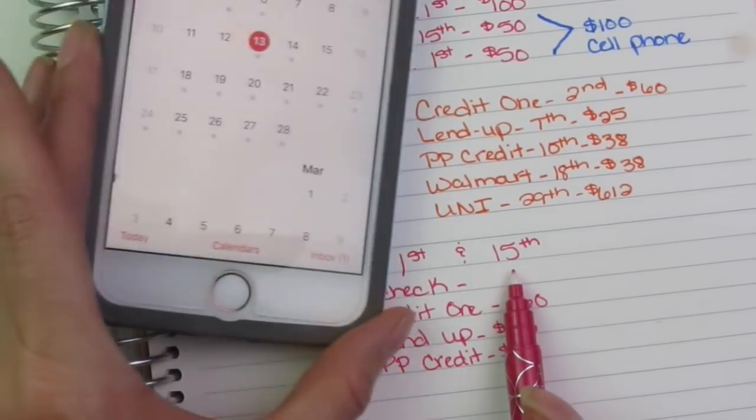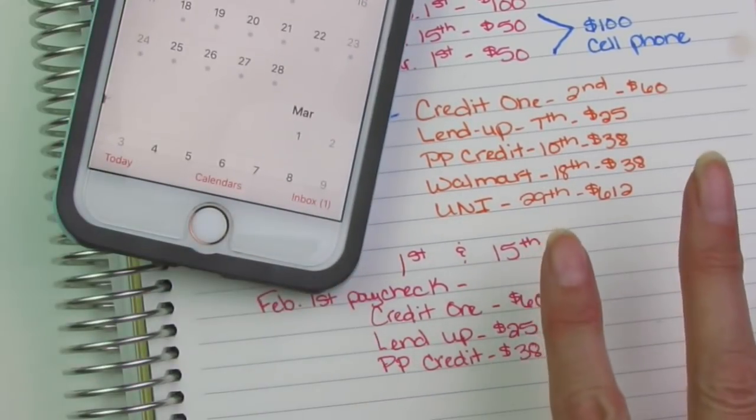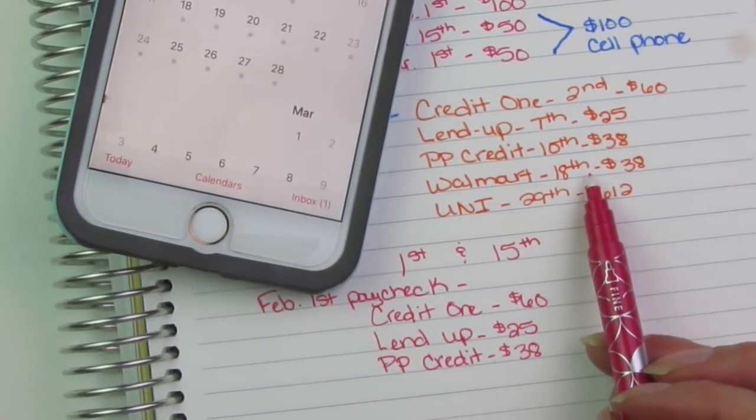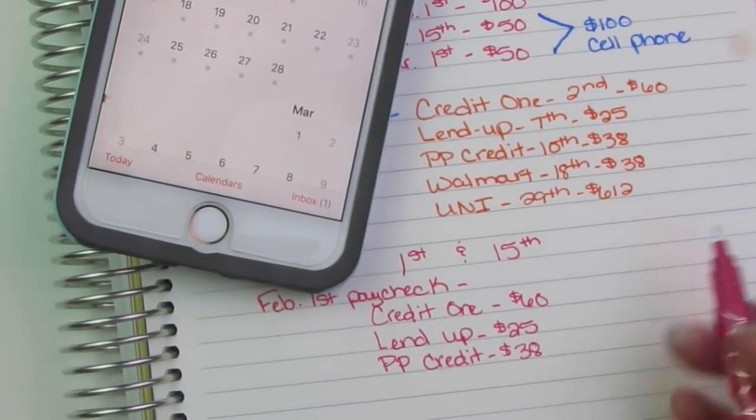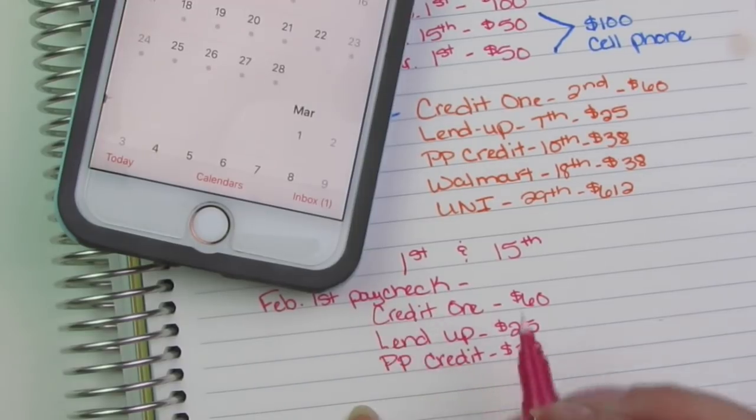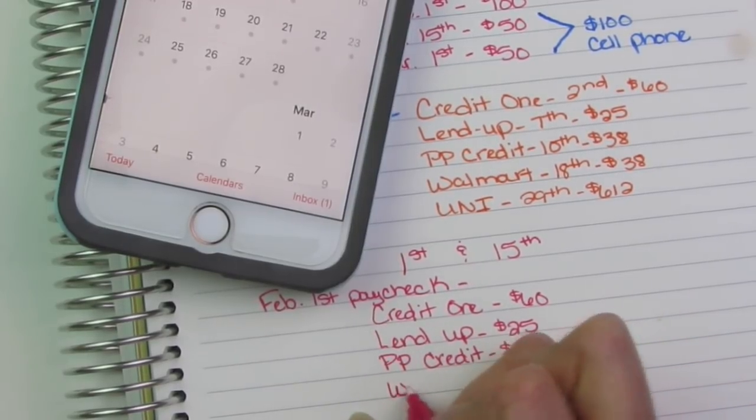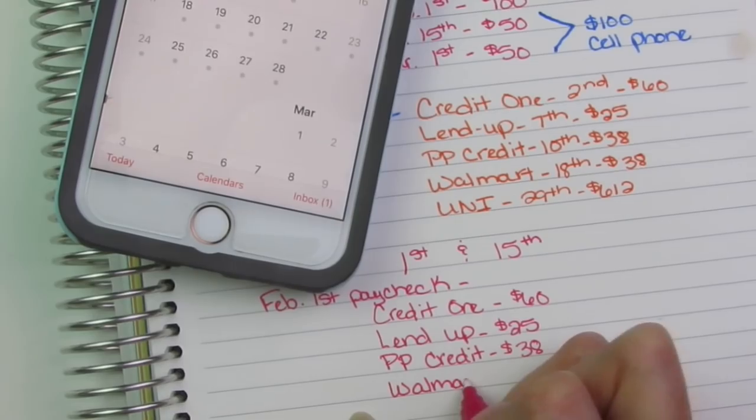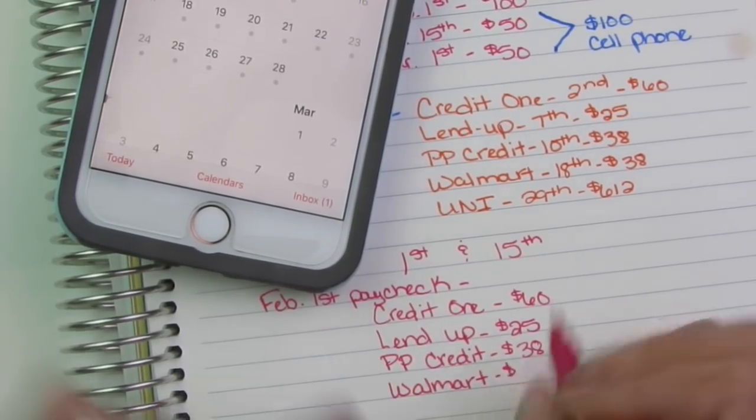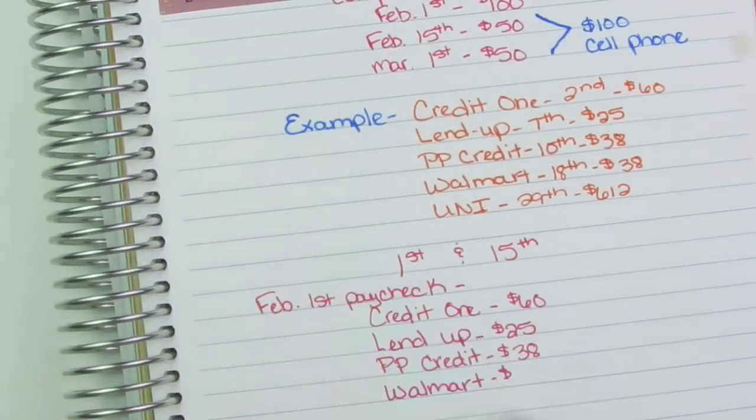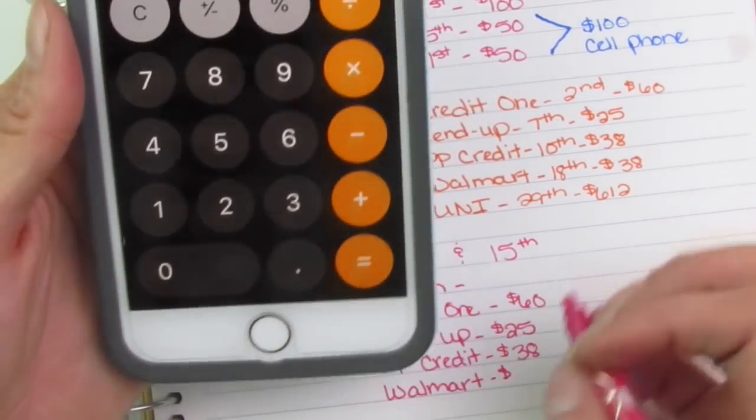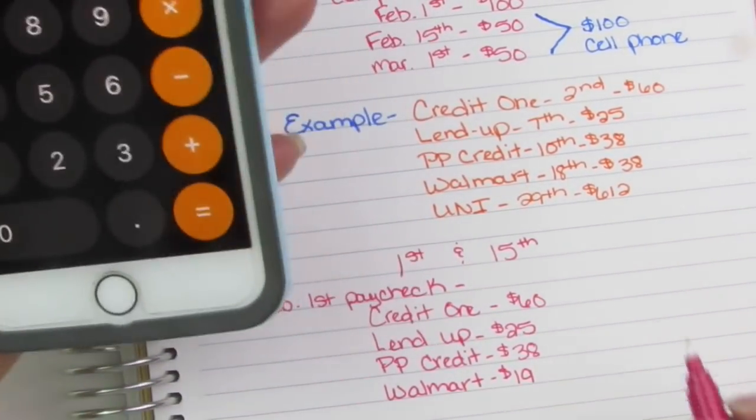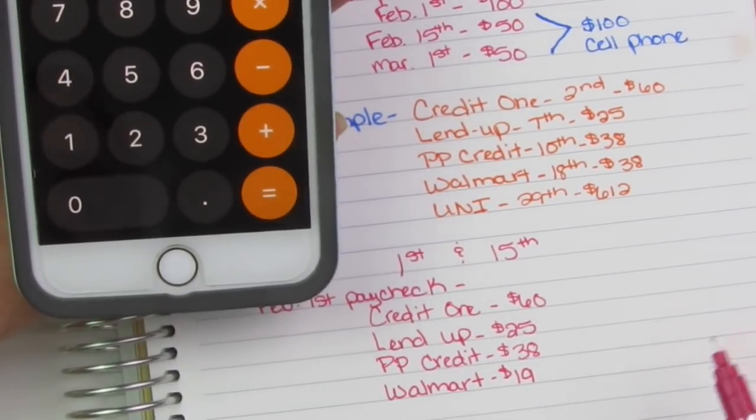Now, Walmart is on the 18th, so you're going to get paid on the 1st and on the 15th. So you're going to get paid 2 times before this Walmart bill is due. So this one, you can actually split it up into 2. So we're just talking about the February 1st paycheck here. We're going to write down Walmart, and we are going to divide that one by 2 because we're only going to take half of it on that first paycheck. So you're going to do $19 here, and then we'll get to the second portion when I'm done here.